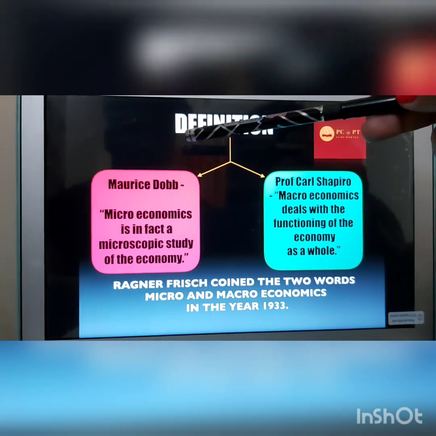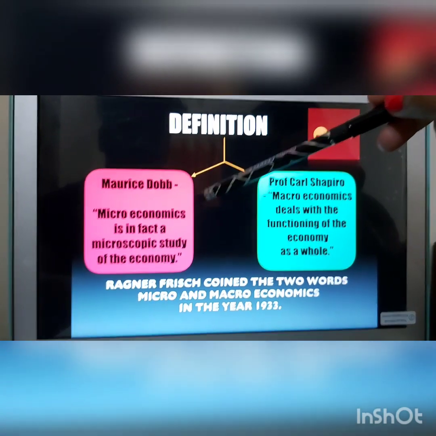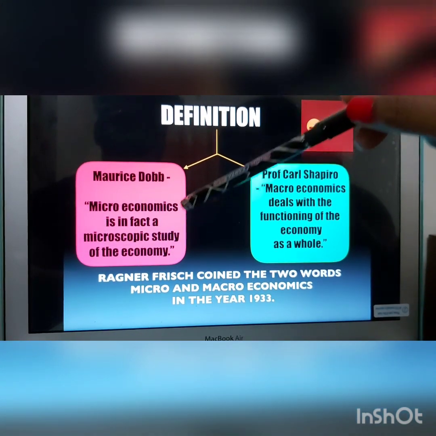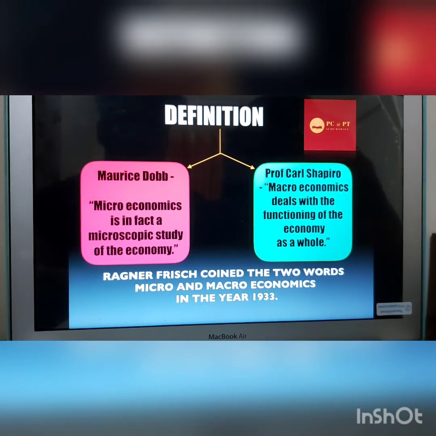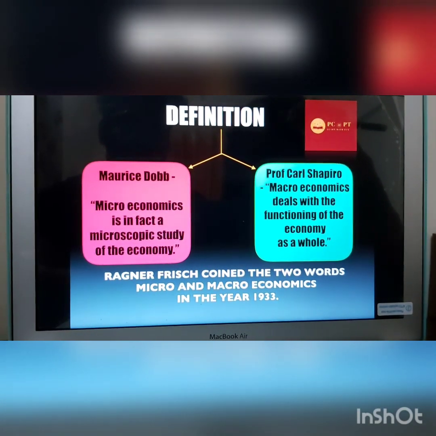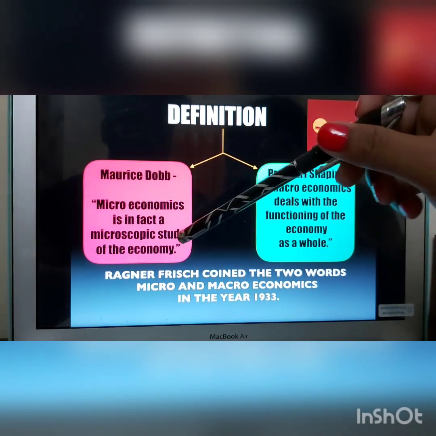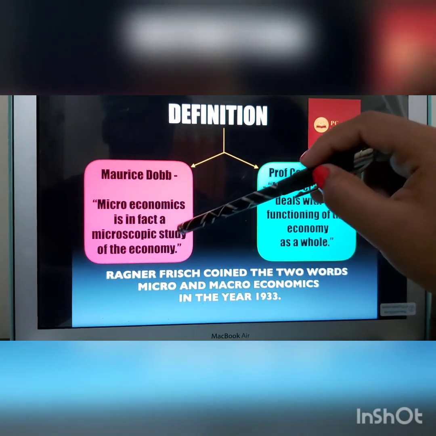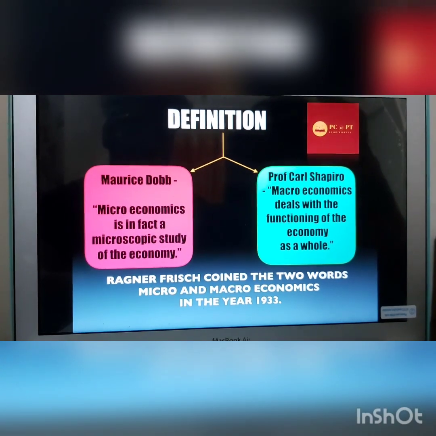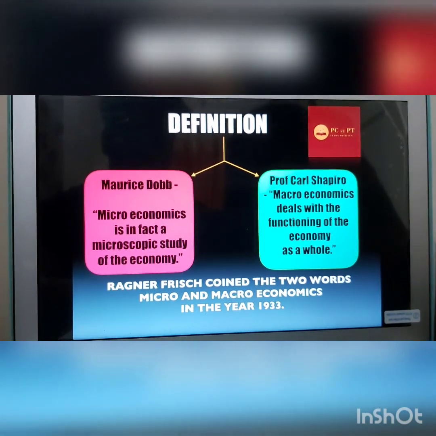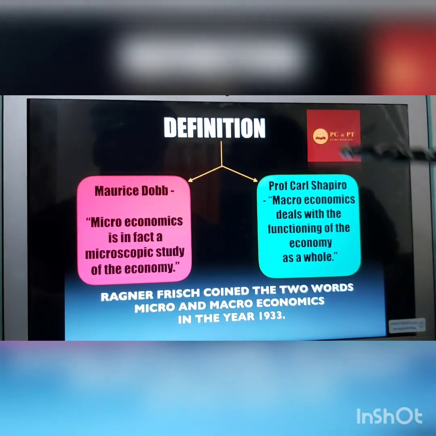Microeconomics definition is given by Maurice Dobb. Microeconomics is in fact a microscopic study of an economy. What do you mean by microscopic? Basically, a scientific microscope is used to observe very small microorganisms which cannot be seen with the naked eye. Now, when you consider this from the point of view of economics, what do you mean by microscopic study? Like one house, one household, or price of one particular product. This is what is microeconomics.